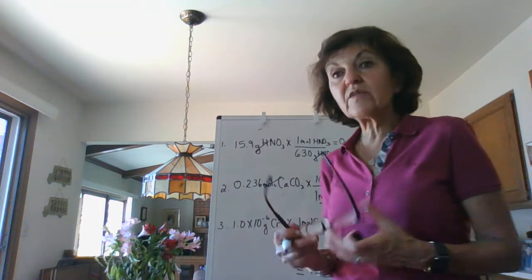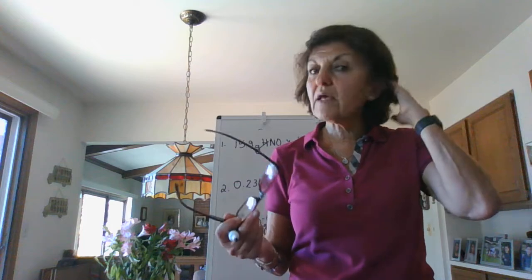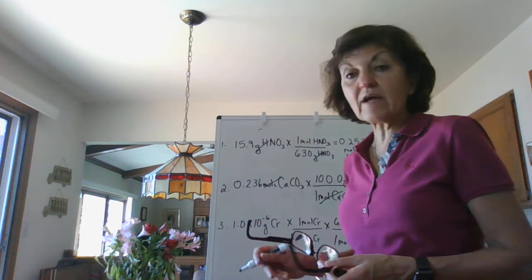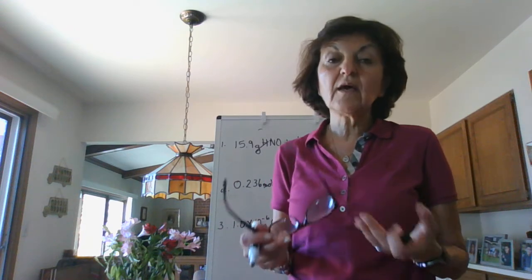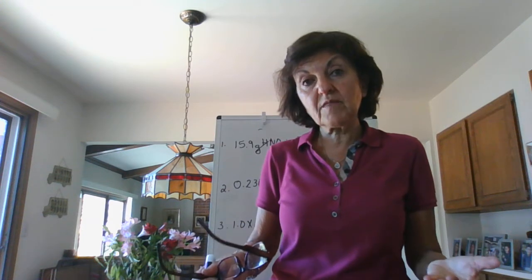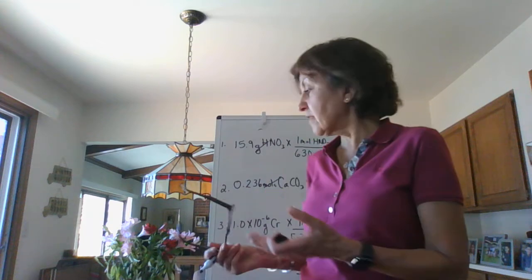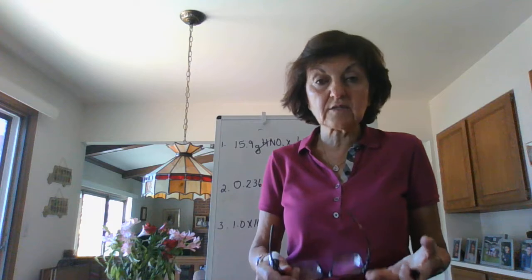So they said that the daily requirement for an adult male, adult female, is 1.0 times 10 to the minus 6 grams of chromium. So each one of us needs this many grams of chromium every day. And they want to know how many atoms of chromium that is. Okay, so they gave you grams and they want you to convert it to particles. They want you to convert it to atoms.